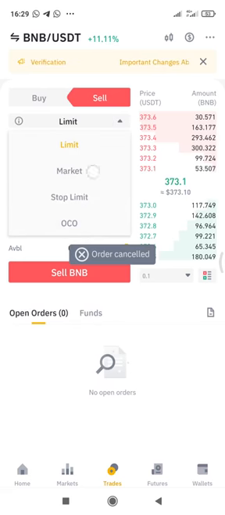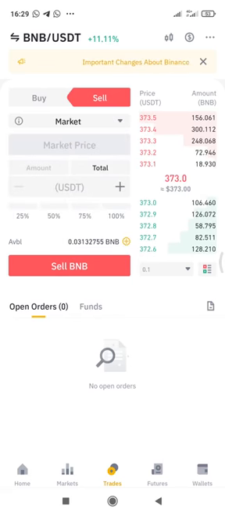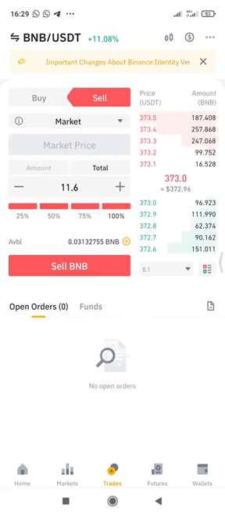Let's look at market price. Just the same way you bought and you want to sell off. Maybe the market is somehow going down, or it has pumped already, and you just want to sell off at that current price. Just click on market, click 100%, and you sell off.